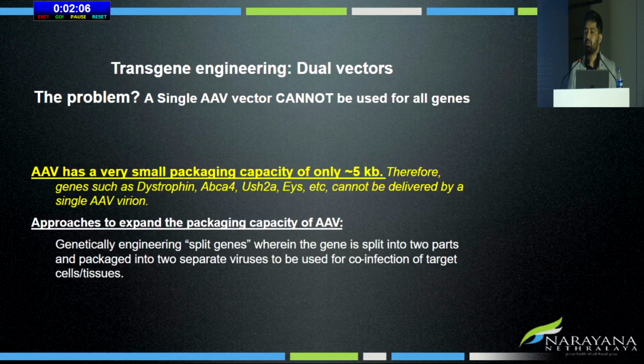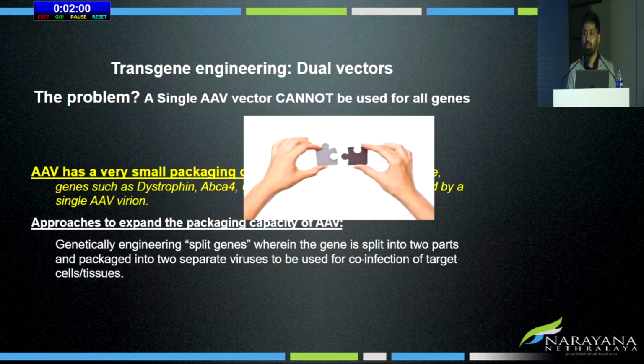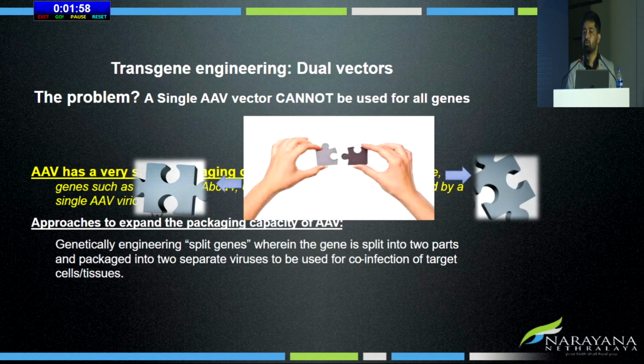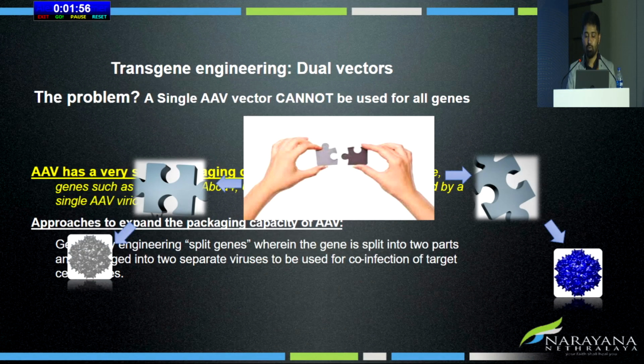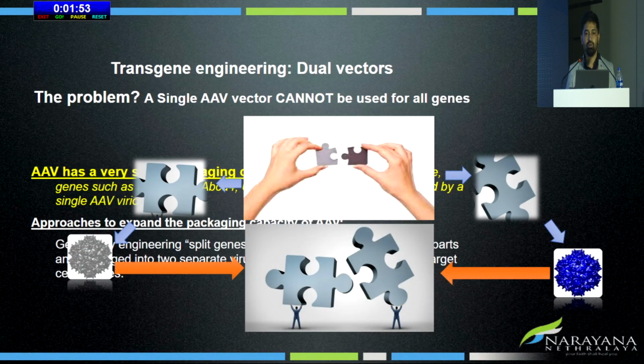There is a challenge when it comes to gene therapy with a large gene like ABCA4. So we came up with a novel dual vector strategy where we split the gene into 2 halves, which were loaded into separate viruses, and they were co-infected. Once they reach the target tissue, they combine back and are expected to function.